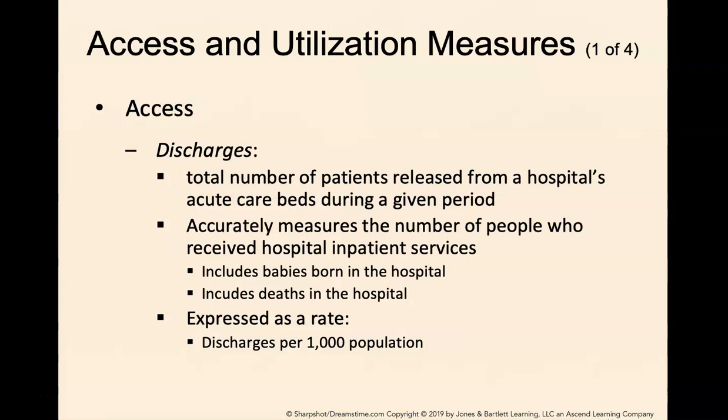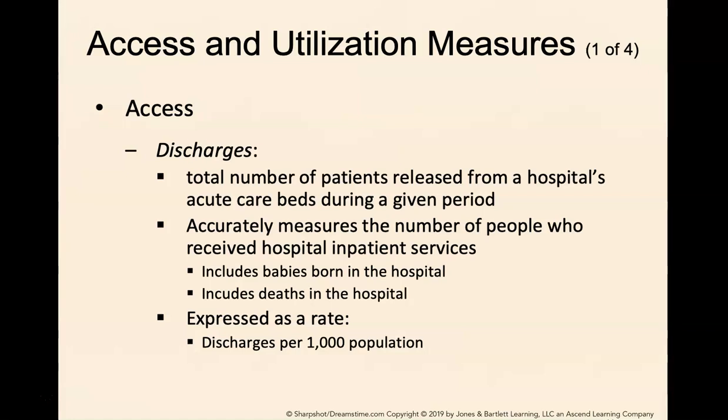So let's get started with access. The most accurate way to measure access in hospitals is by way of using discharge rates, so hospital discharges. Hospital discharges are simply defined as the total number of patients released from a hospital's acute care beds during a given period. Now, you might say, why not measure hospital usage, particularly access, by counting hospital admissions?